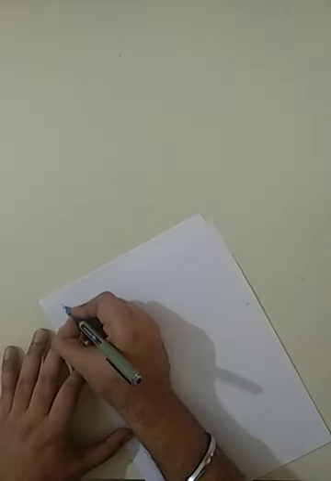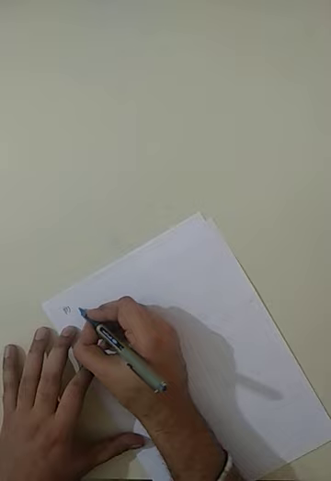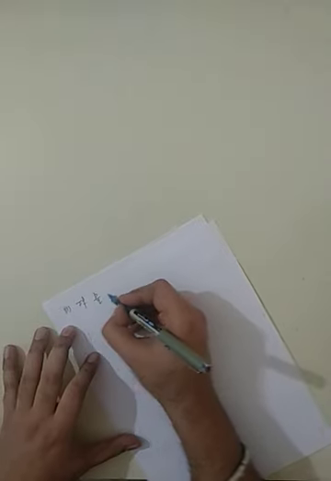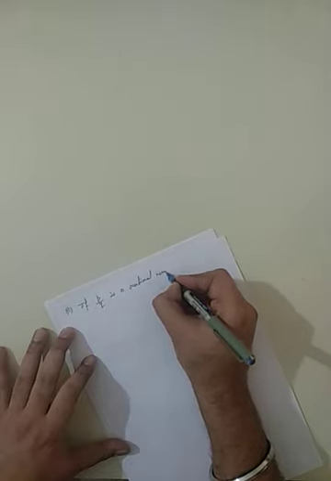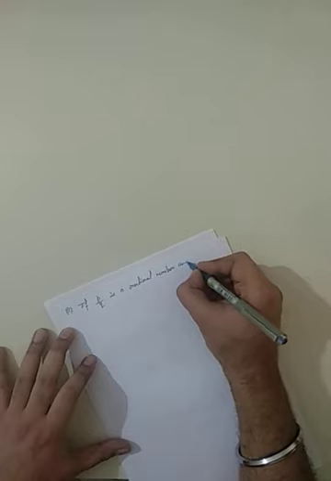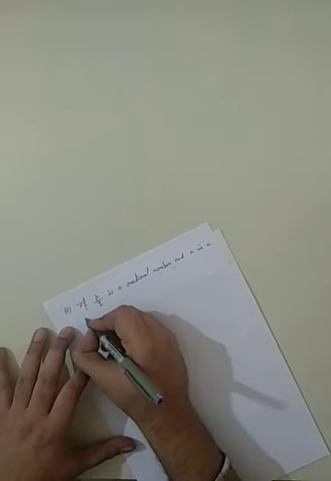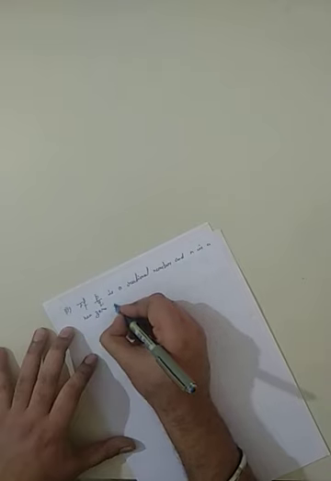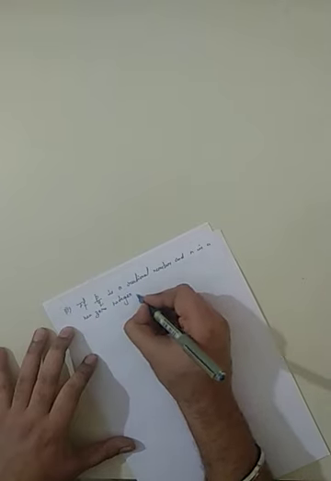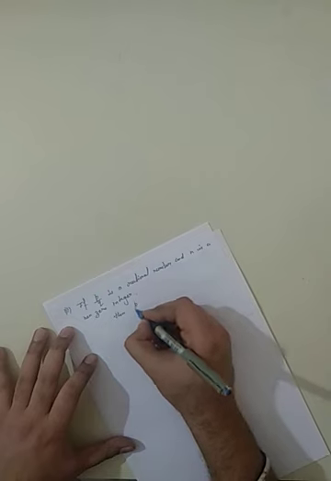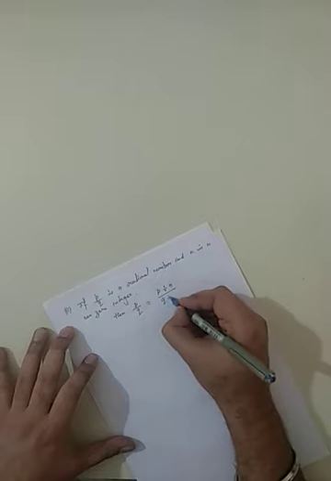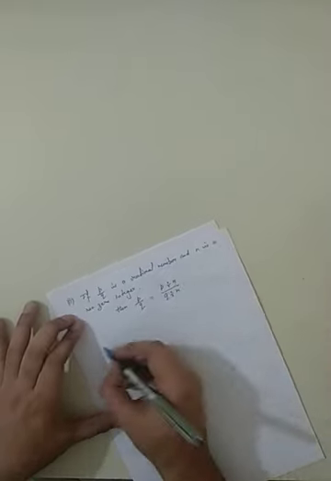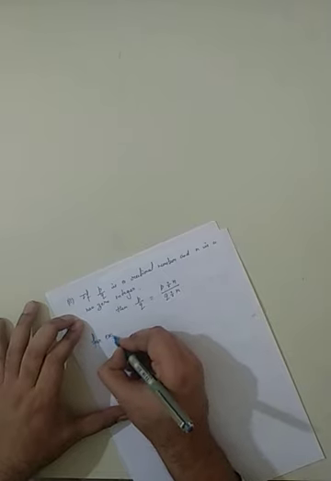Now the second property. If P by Q is a rational number and n is a non-zero integer, then P by Q is equal to P divided by n upon Q divided by n. This will be very clear with an example.